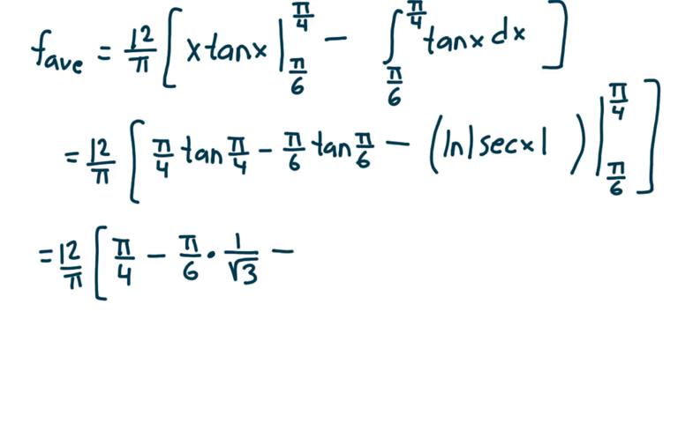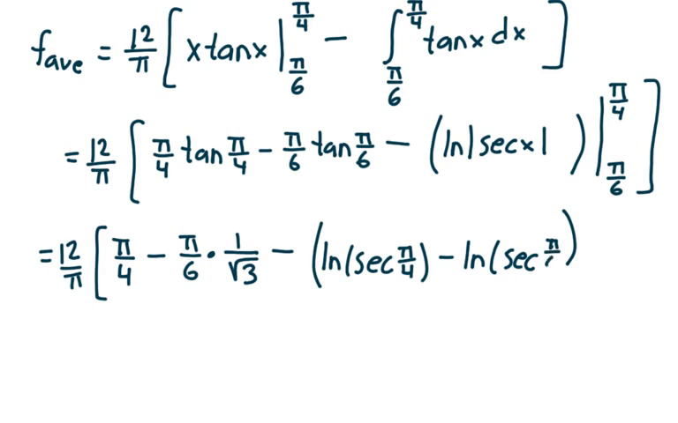Then I'm going to go minus. Now, in parentheses, I'm going to take natural log of secant of pi over 4, and I don't need absolute values because I know secant of pi over 4 is non-negative, greater than 0. So I have natural log of secant of pi over 4 minus natural log of secant of pi over 6, like so. I hope that's readable, okay?